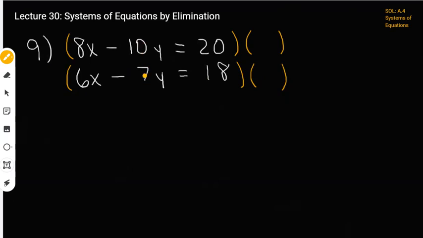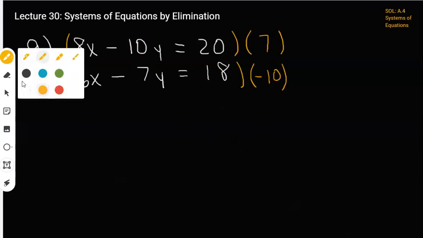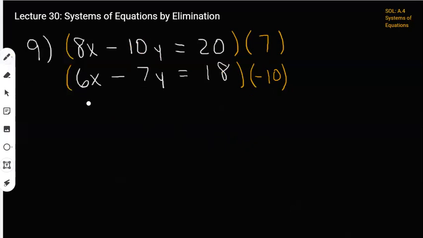Well, 10 and 7 can both become 70, right? So I would have to multiply the top line by 7 because 10 times 7 is 70. But then the bottom line, I would have to multiply that by 10. And I'm actually going to multiply by negative 10 so that the signs are different. Let's see what that does.